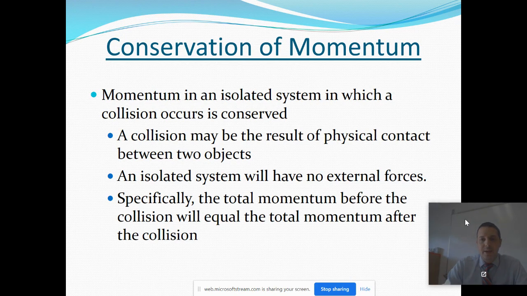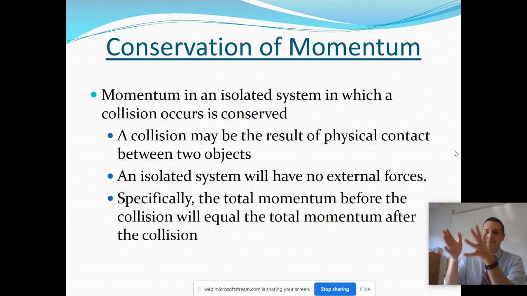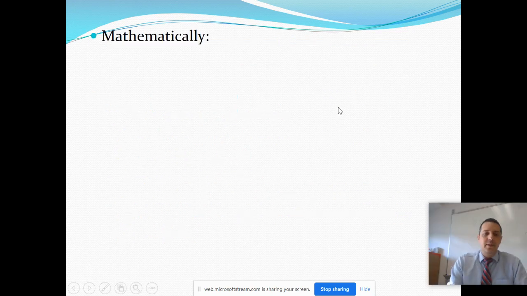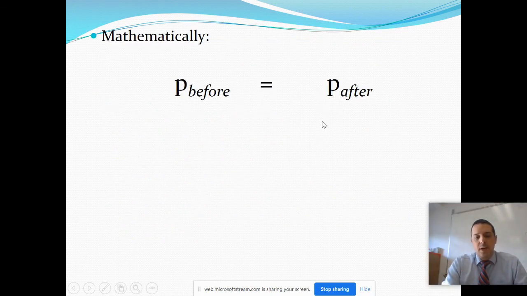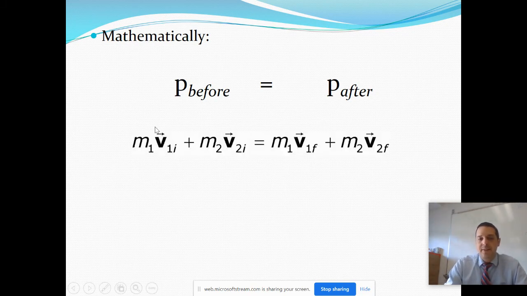If we want to look at this mathematically, we'd say that the total momentum of the system before the collision is equal to the total momentum of the system after the collision. The momentum before the collision is equal to the momentum after the collision.